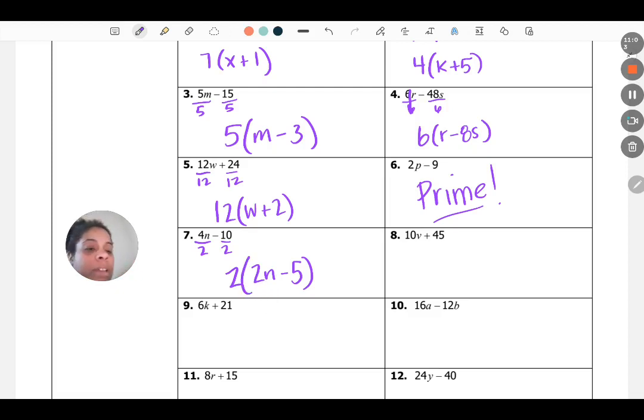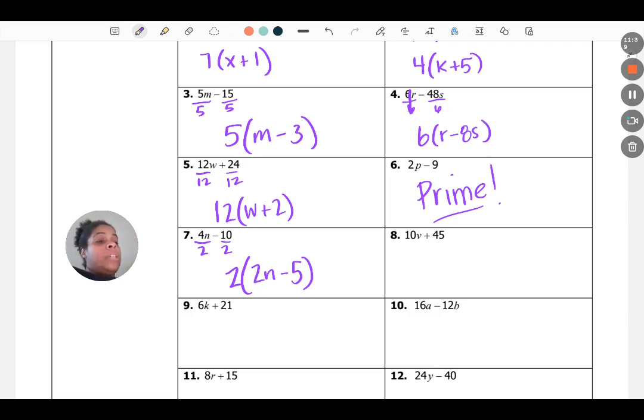Okay. The next one. So we have 10v plus 45. Well, I know that 45 is not a multiple of 10. When you think of 10, all the numbers must end in 0 for it to be a multiple of 10, right? 10, 20, 30, 40, 50. So there's no 5 there when you're dividing by 10. So 10 can't be the greatest common factor because it doesn't go into 45 evenly. We need it to go into it evenly.